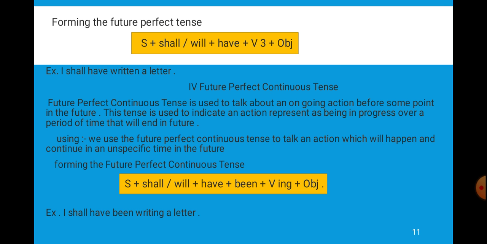Through these various structures of tenses and examples, we understand how to use tense in our day-to-day life.